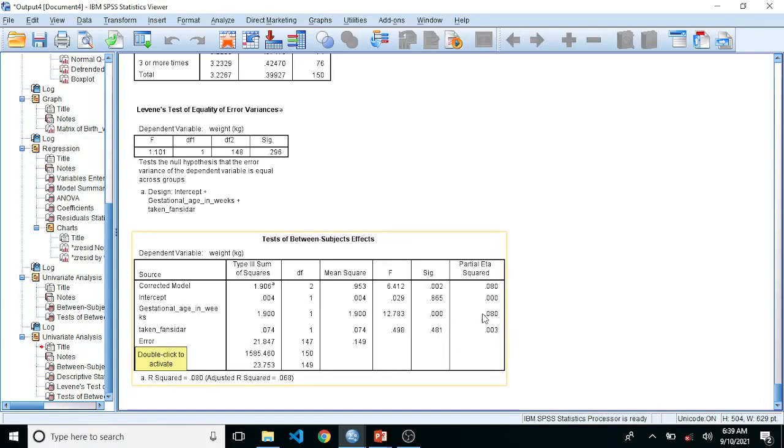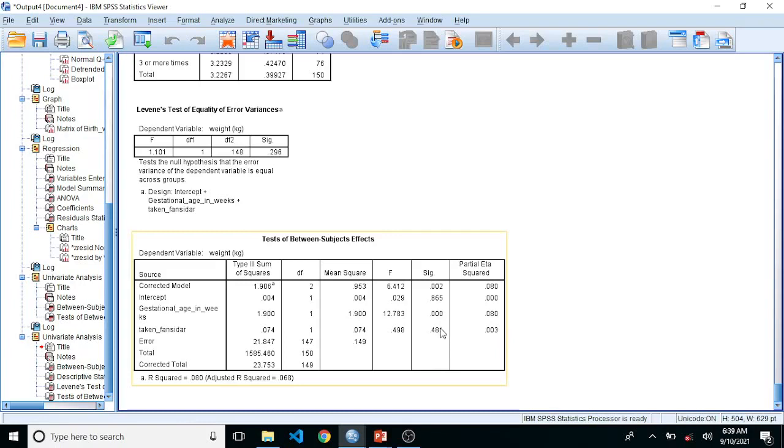And what does this partial eta squared mean? 0.003. What does it mean to us? It means that the two consider groups explain only 0.3% of the variance in the dependent variable. That's quite small, right? So even though we control for the covariate, yet we do not have significance.